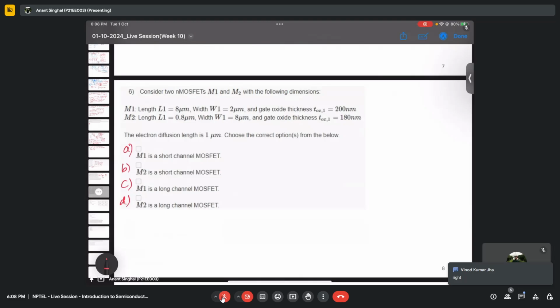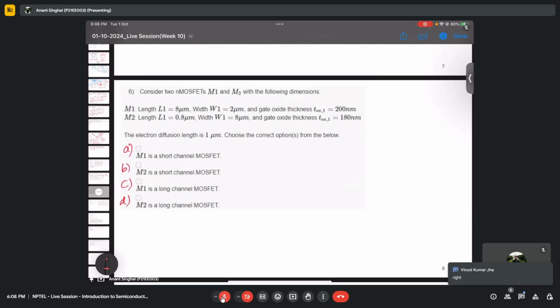Let's say I'm writing SCM. So M2 will be a short channel MOSFET, and based upon the diffusion length, the channel length of M1 makes it a long channel MOSFET. So I guess M2 is short and M1 is long. Yeah, so B and C is the correct answer. Okay, so let's move ahead.